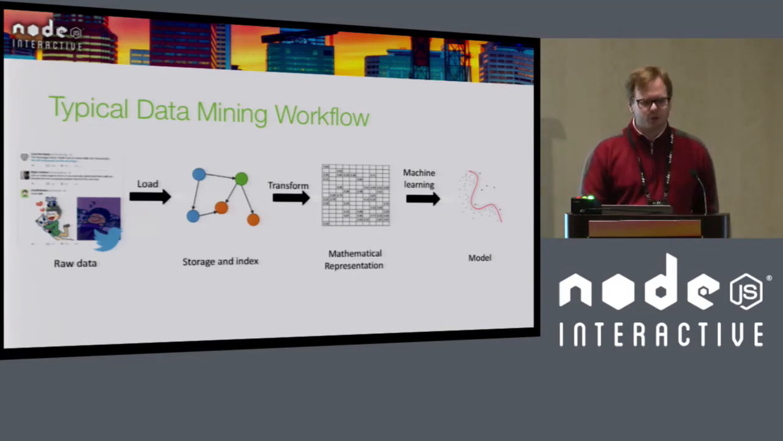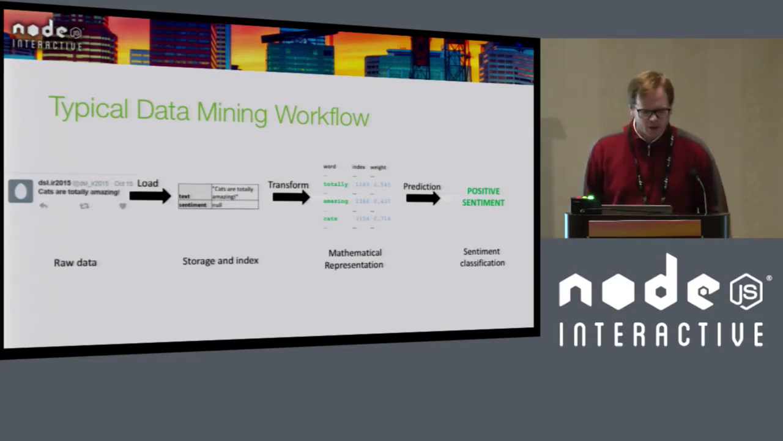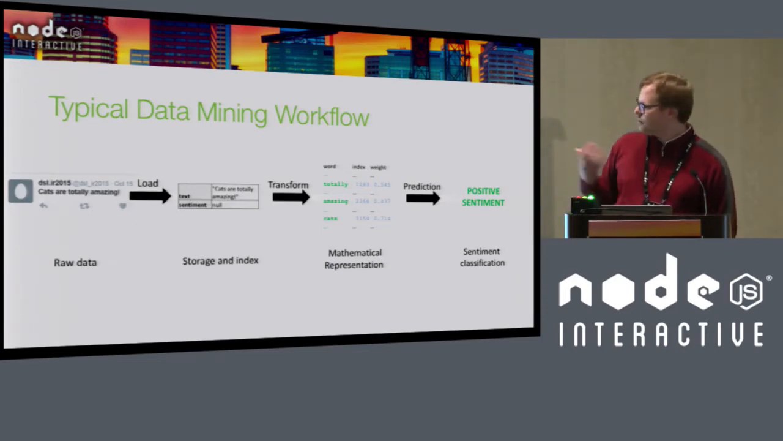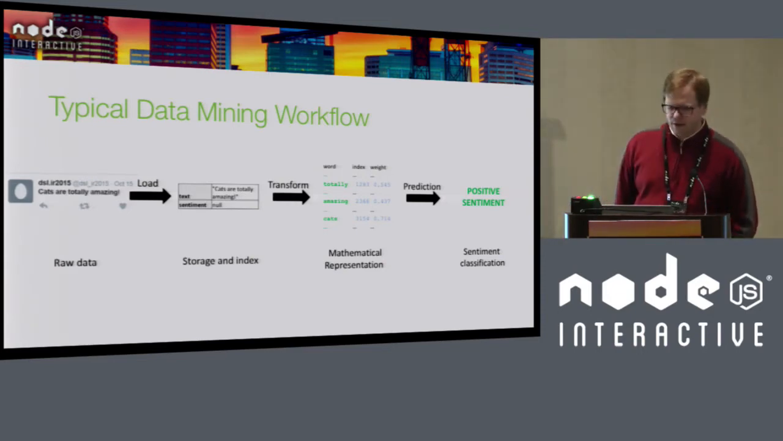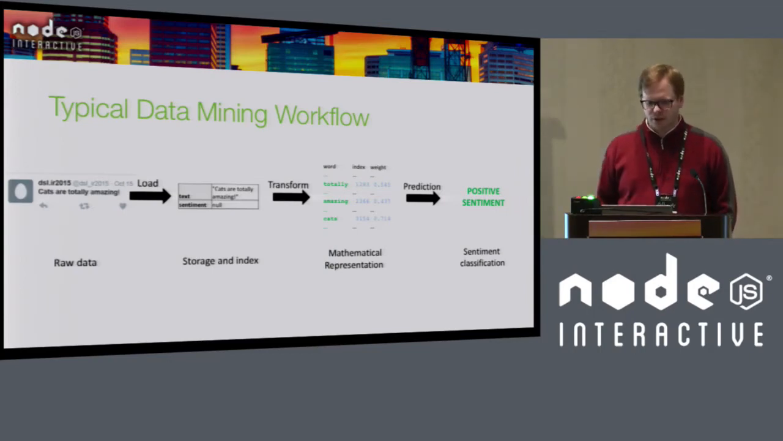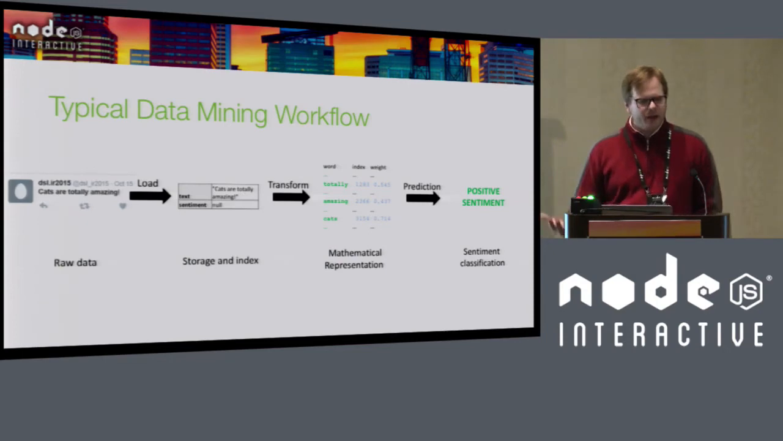To make it a bit more concrete, this is one example. We start with one tweet. Here the tweet is "cats are totally amazing." First we would want to load it, using, for example, the tweet npm module, download it, and store it in some local storage. Here we have only two fields. One is text, the raw text from the tweet, and a sentiment, which we don't have at this point yet. Then we extract some mathematical representation of the tweet.